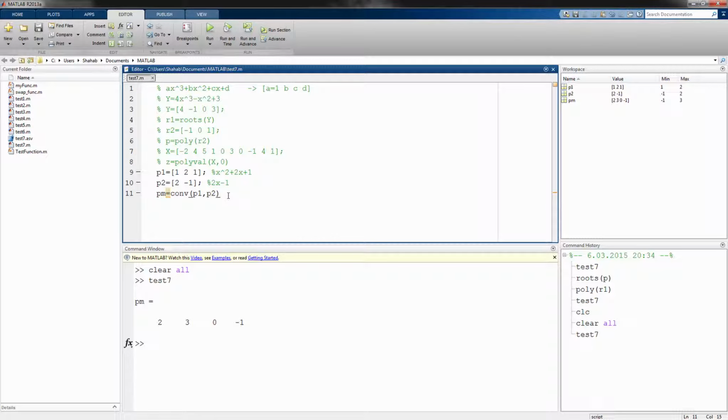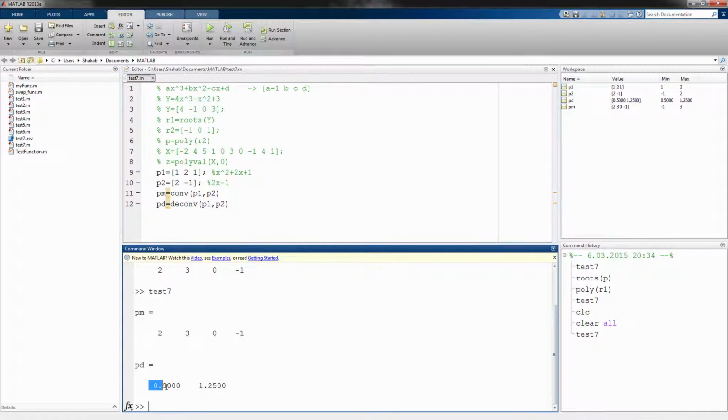Now let's assume that I want to divide x squared plus 2x plus 1 by 2x minus 1. In order to do that, I define, let's say, PD, and I use deconv, deconvolution, which is the opposite of convolution, and I'm dividing P1 by P2. We know that P1 can be divided by P2 simply because P2 has lower order than P1, and if I do it, it says that the result will be half x plus 1.25.